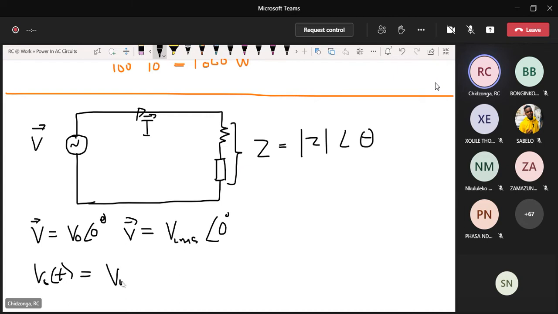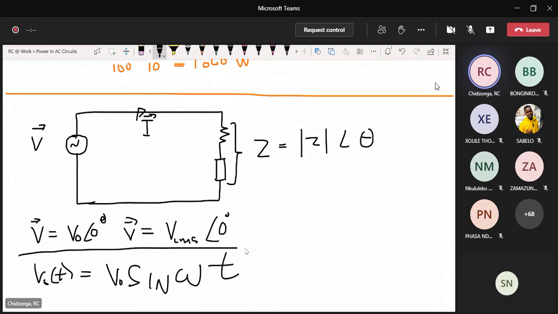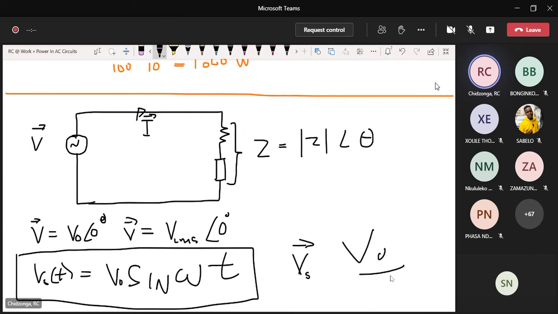VS can be like this, V peak sine omega t. That's VS. VS is just the time domain expression for all this. Or if you want to write it in phasor form, you can write it like that. It's just a symbol, it's a notation. It's got nothing to do with peak or RMS. If I say what is the RMS for VS, then you are going to tell me it's V peak divided by √2. Are you with me?